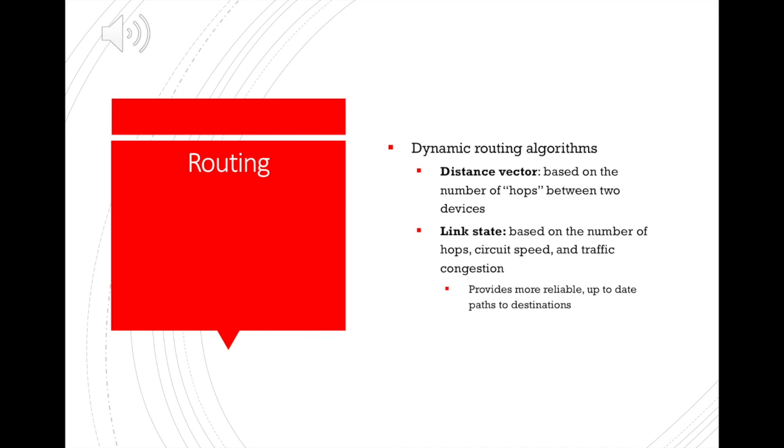Now we'll discuss dynamic routing algorithms, continuing our discussion with routers and routing. The distance vector algorithm is based on the number of hops between two devices. Again, we remember seeing hops from our trace route example above. Link state algorithms base their calculations on the number of hops, circuit speed, and traffic congestion. Therefore, since more criteria are involved, it provides more reliable, up-to-date paths to its destinations. But those are the two primary dynamic routing algorithms.